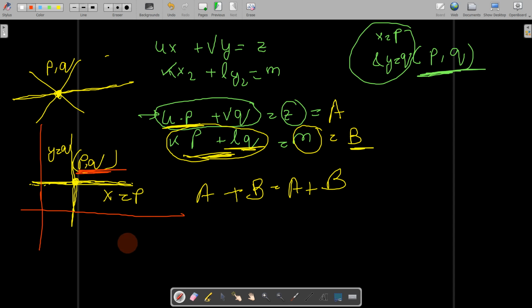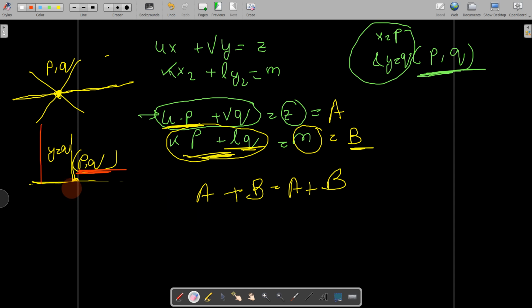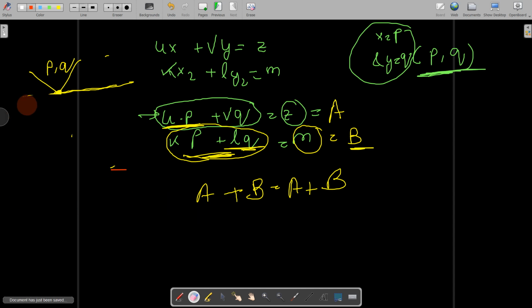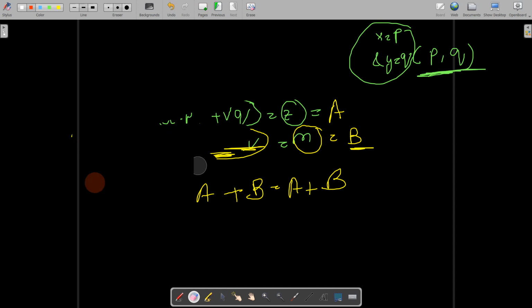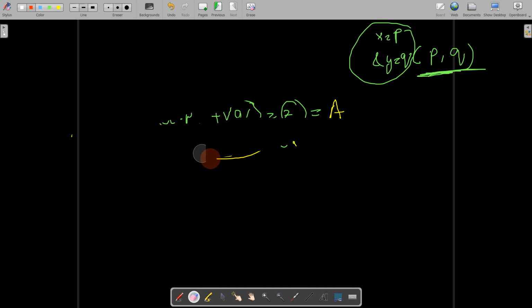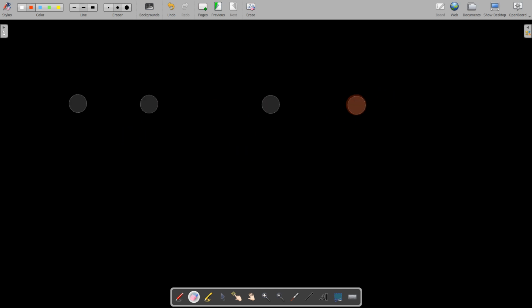I hope you understood what the normal matrix elimination method or row echelon method means, and how it is helping to solve the equations of two lines. Okay, or we can leave this.